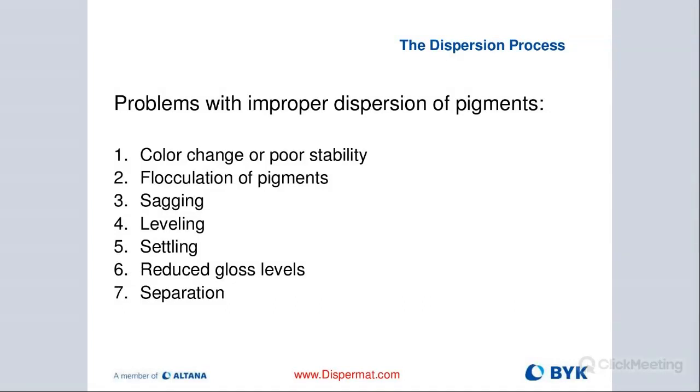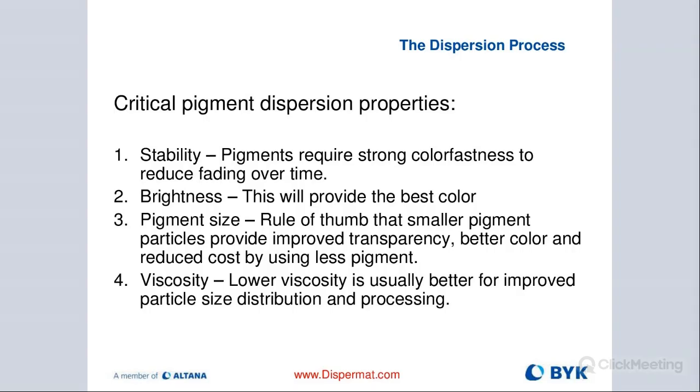proper dispersion process is only one part of the equation. We also need to add the right additives to make sure that we have a properly formulated product and it stays that way, not that it changes after storing. So it's really important to remember that we want to have good stability. So pigments that require strong color fastness to reduce fading over time. So that's really important. Brightness, this will provide the best color usually.